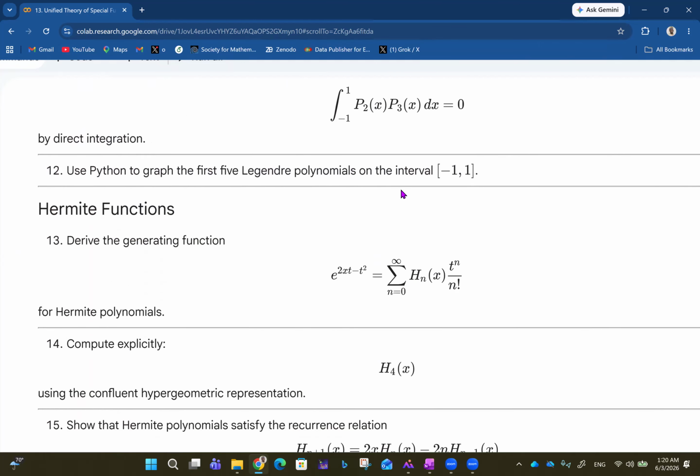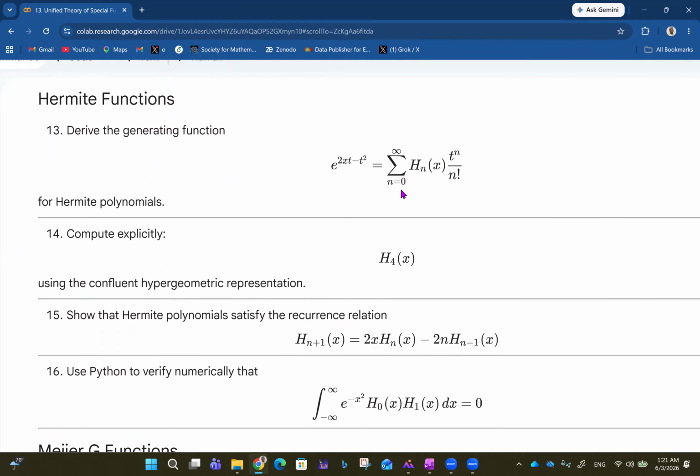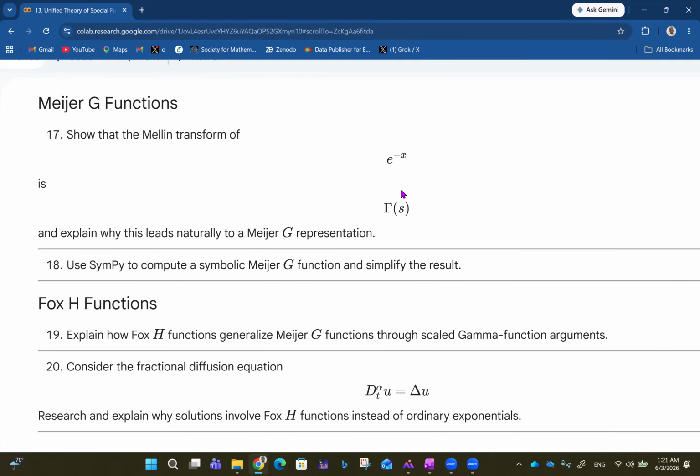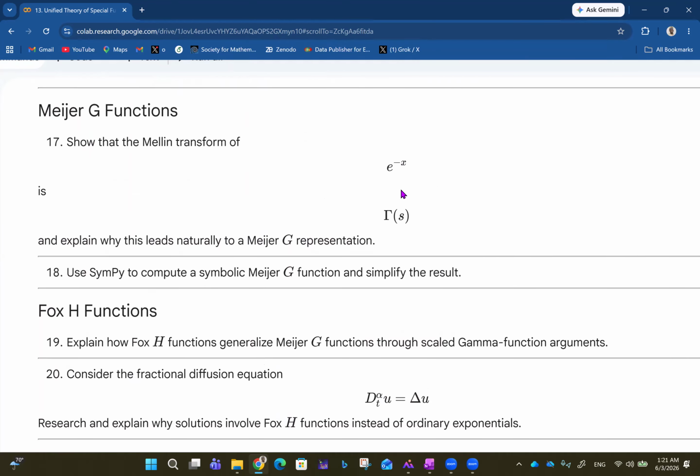Then we have the Hermite functions, and for the Hermite functions, we are dealing with the last problem. That's problem 17. No, we are not taking 16, sorry. I'll be taking 17, which is about Meijer functions. We want to show that the Mellin transform of e raised to minus x is gamma of s, and explain why this leads naturally to the Meijer G representation.